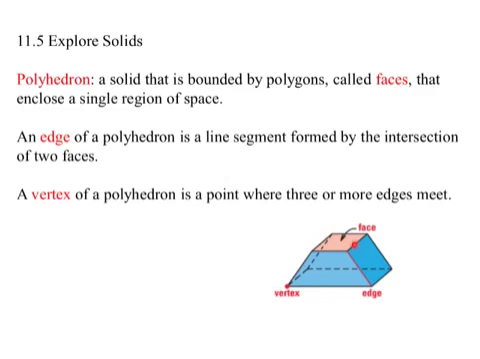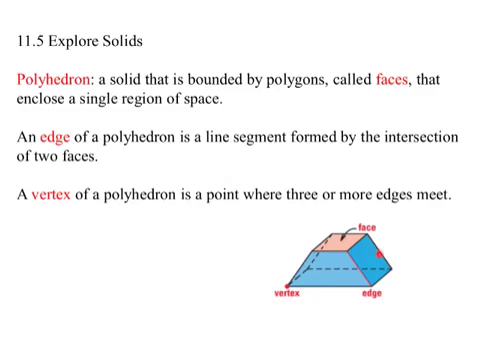Each flat surface, two-dimensional flat surface, is a face that makes boundaries to form a polyhedron. And where two faces meet, we have an edge. So I have a face, and it makes an edge. An edge is a line segment formed by the intersection of two faces.